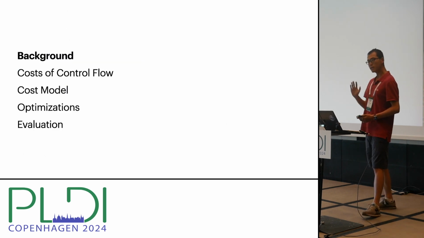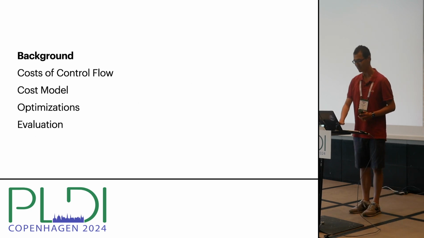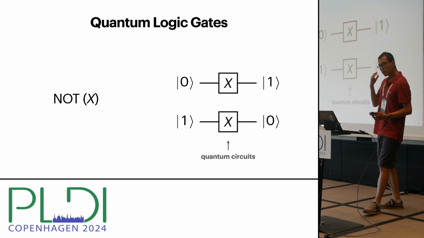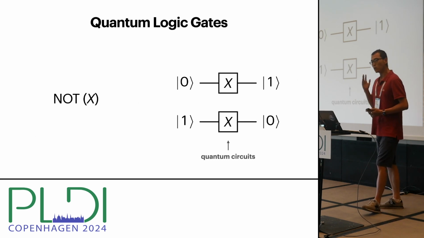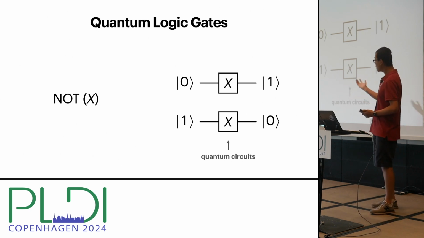Before we continue, let's just take a moment to all get on the same page regarding some basics of quantum computation. So the principal operation that a quantum computer performs on individual qubits is called a quantum logic gate. On the slide here, we have a basic logic gate. It's the NOT gate.